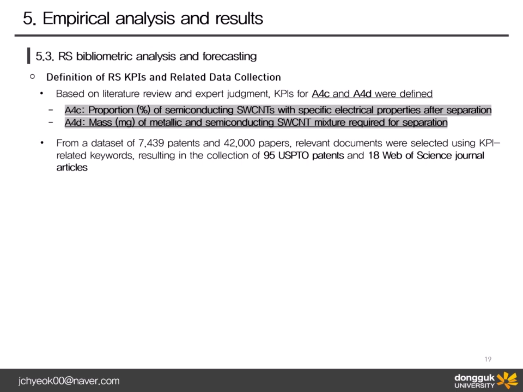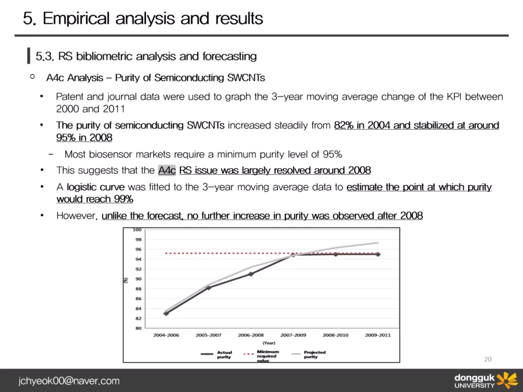Next, the KPIs for A4C and A4D were defined by combining literature review with expert judgment. Using the previously collected patent and paper dataset, KPI-related keywords were used as queries, resulting in the retrieval of 95 USPTO patents and 18 journal articles from the Web of Science database. An analysis was conducted on A4C, the purity of semiconducting SWCNTs. Patent and journal data were used to graph the 3-year moving average of the KPI between 2000 and 2011.